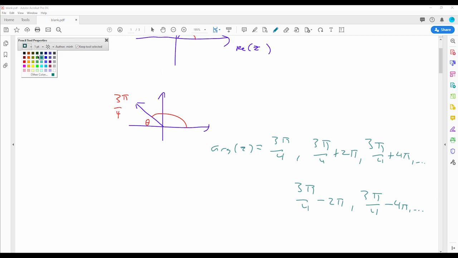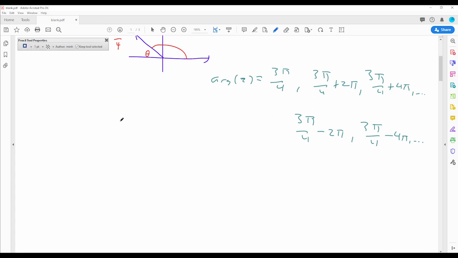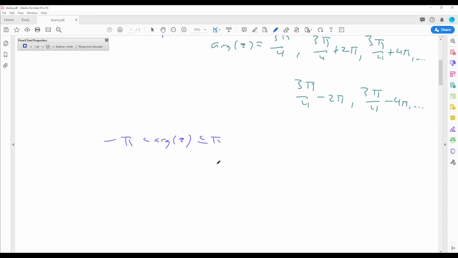As we said last time, the principal argument was defined as the angle between negative pi and, it's less than or equal to pi. So between negative 180 and 180. The reason why we don't say it's equal to the negative case is just convention.